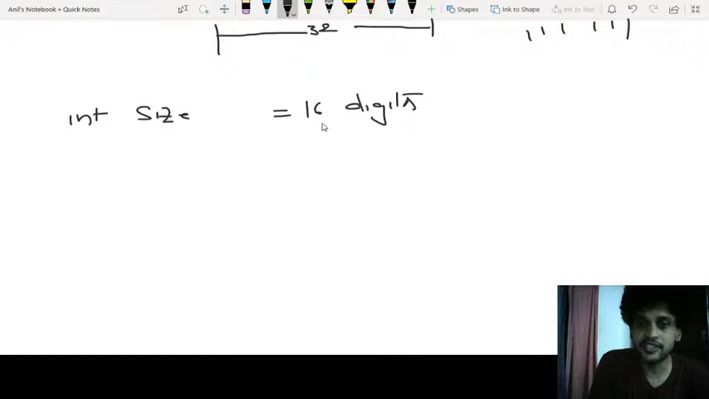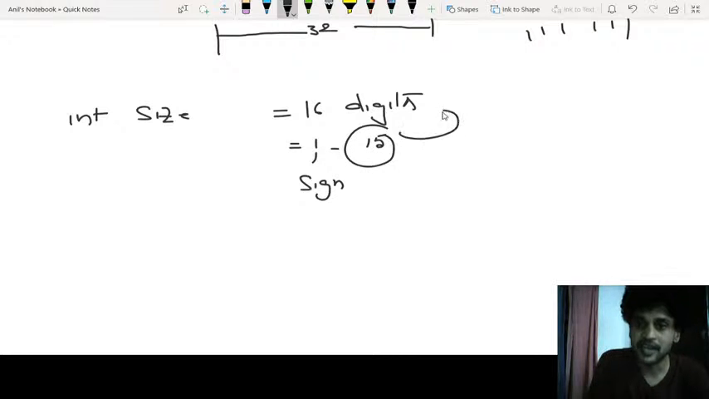If the integer size is equal to 16 digits, one digit will go for sign. Because the integer could be either positive or negative, so one digit will go for the sign. The rest of the 15 digits are going to represent the actual integer. So if 15 digits are available for representing a value, the maximum value will be equal to 2 power 15, right? Did I make myself clear?